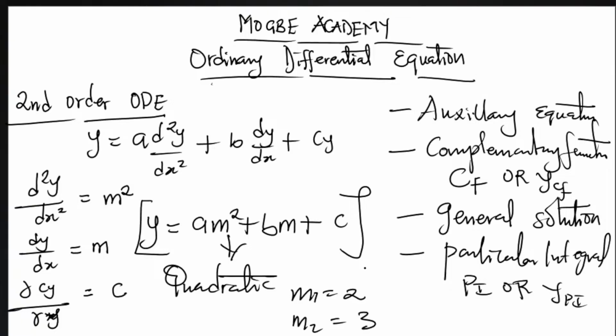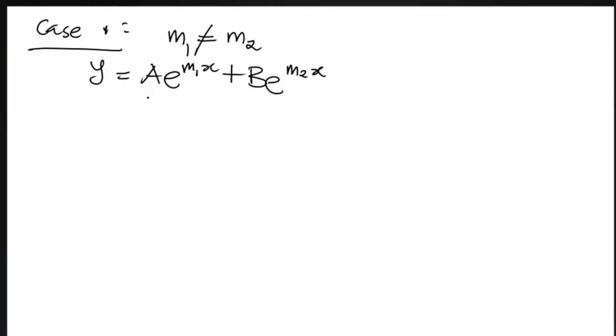So if 2 is a different value from 3, the final solution of your differential equation is what we have here as your case 1. So your case 1, your equation will now be y equal to a exponential m1 of x plus b exponential m2 of x. This will be the final solution of your given equation. Now take down for your case 2.